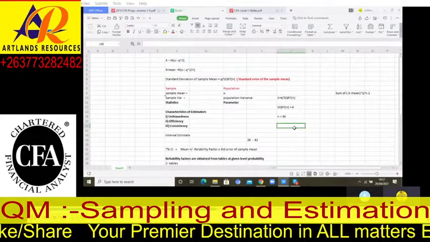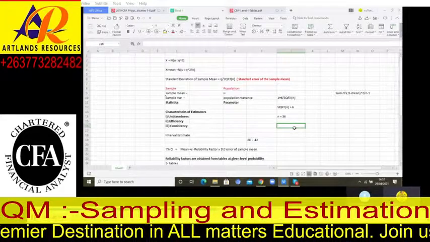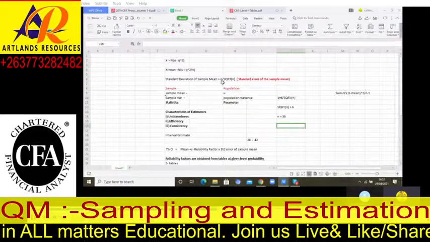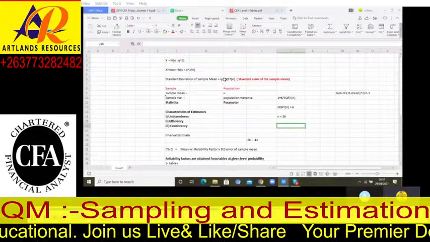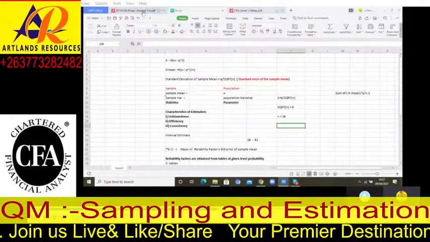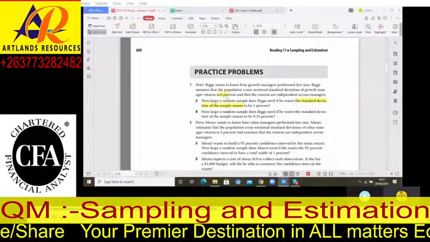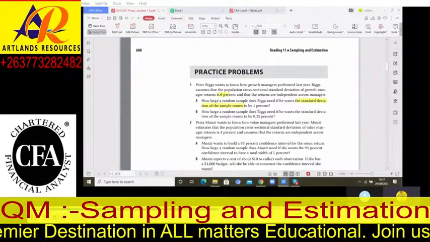It's saying how large the sample size should be such that the standard error of the estimate equals 1. So how do we calculate the standard error of the estimate? It's the standard deviation over square root of n. They are saying this should be 1. Now, in the question, we are given the standard deviation to be 6% over square root of n.